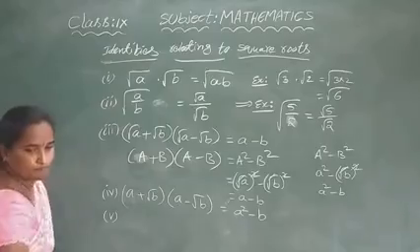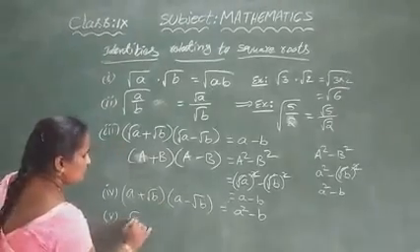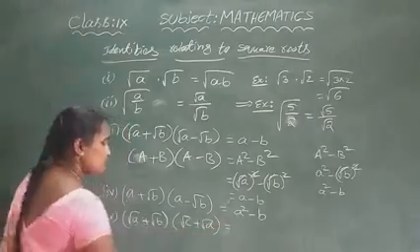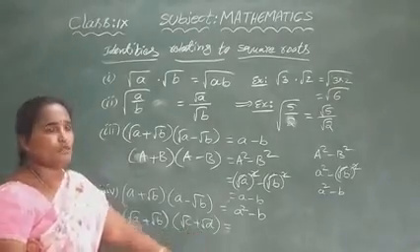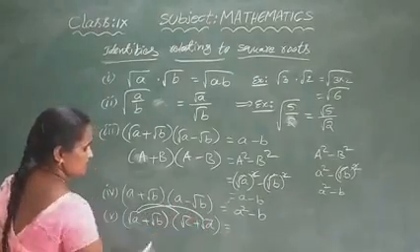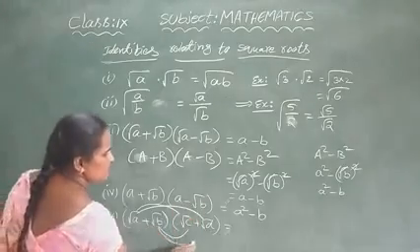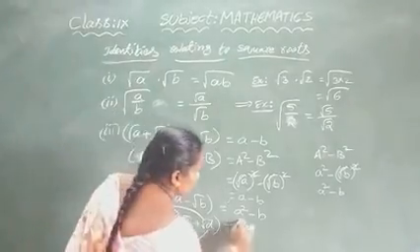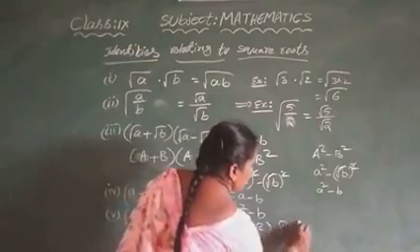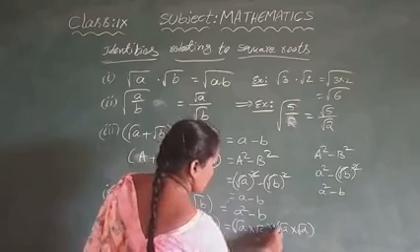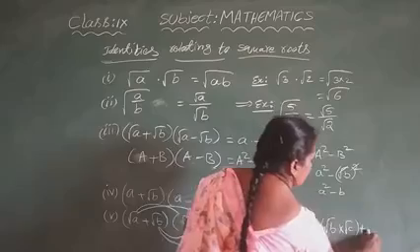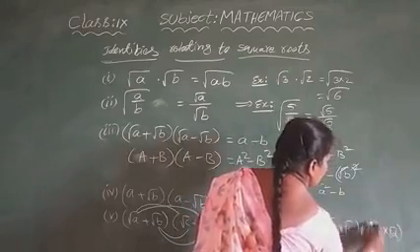Next, another one: root a plus root b into root c plus root d. Here you multiply the first term with both terms of the second. Root a into root c, and root a into root d, plus root b into root c, plus root b into root d.